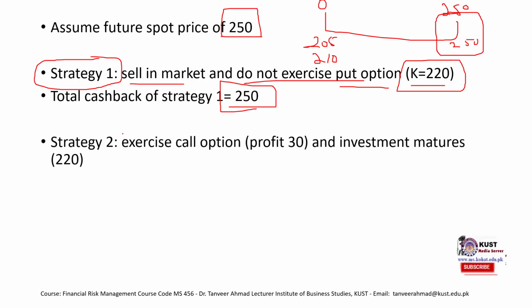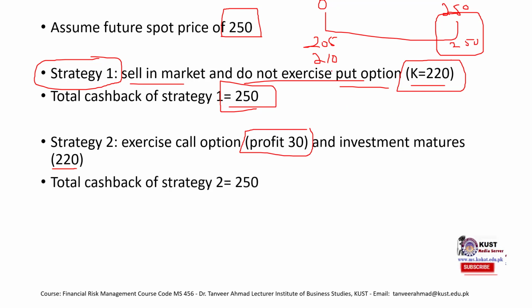What about the second strategy? Remember, we bought a call option, an option to buy the asset. At what price did we agree? 220. So obviously we would not buy from the open market, because in the open market the price is 250. We would buy it from the person with whom we entered into the contract. So let's just say we are a speculator and we buy it at 220 and immediately sell it in the open market at 250. So we book the profit of 30 rupees.